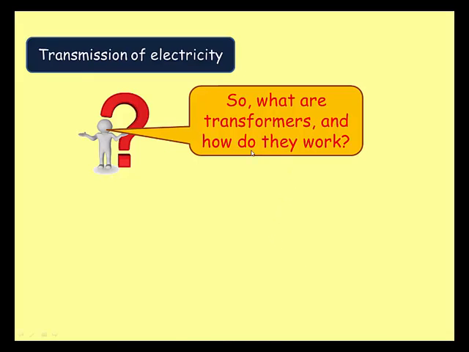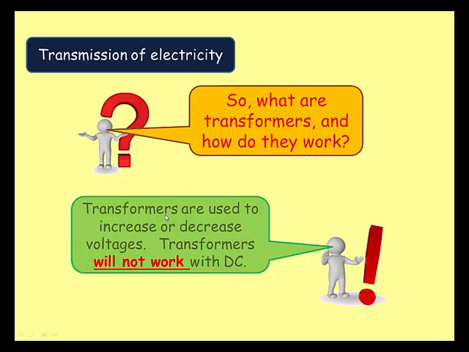Okay, let's look at transformers now and think how they work. Transformers, as I said, are used to increase or decrease voltages. This is really important, get this clear please: transformers only work with AC. They will not work with DC.